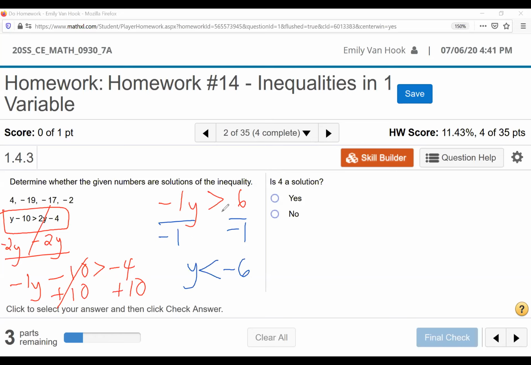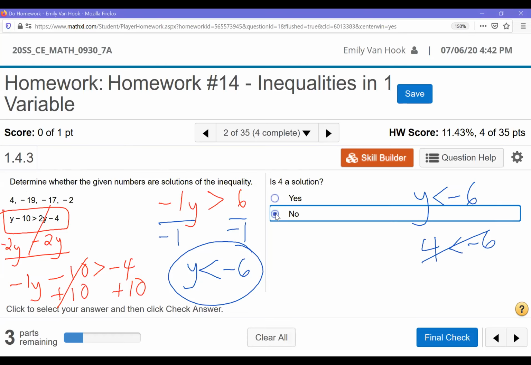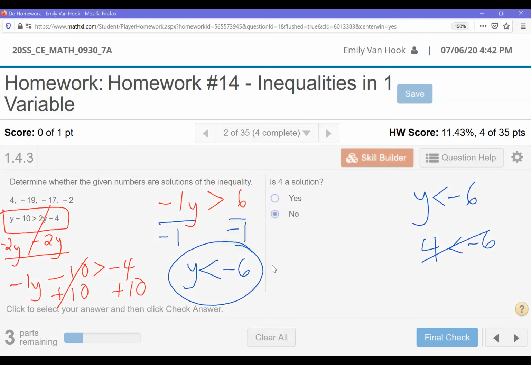So by doing all of that work now, I've made it easier to plug in, I think, because now all I need to do is plug into this inequality: y is less than negative 6. So now I can run through my different numbers. I'm looking at 4 different numbers here. The first one is 4, actually. Is 4 a solution? Well, let's plug it in. 4 is less than negative 6. No, that's not true. So we'll choose no for that one. See how I'm plugging it into my answer rather than the original problem? I find this a little easier.